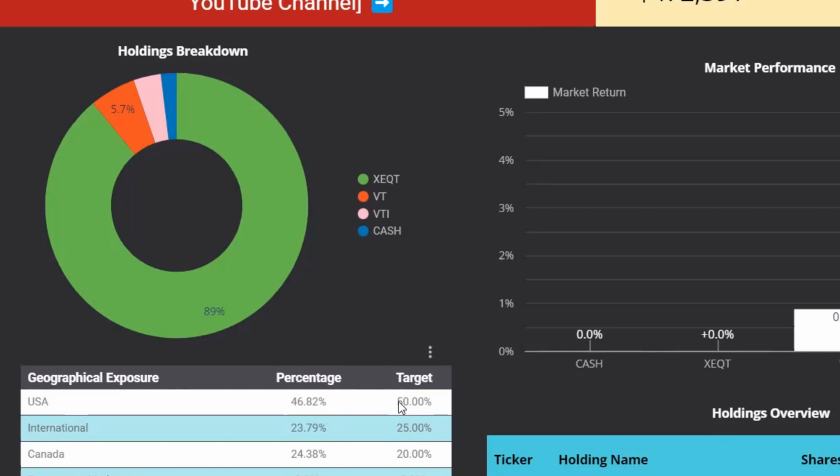I think even if it was as high as 60%, it would not still be a terrible idea. But for me, I've set the target of 50% for US. And like I said, it's a little bit of a preference and choice. As for international markets, the target is at 25%.